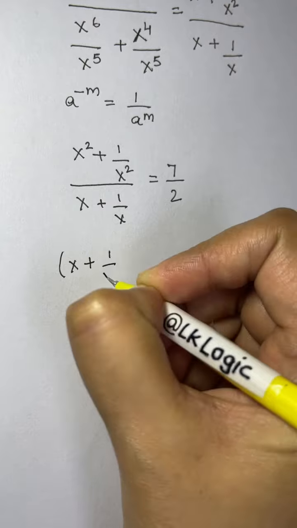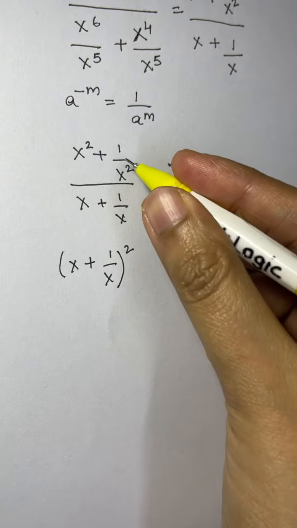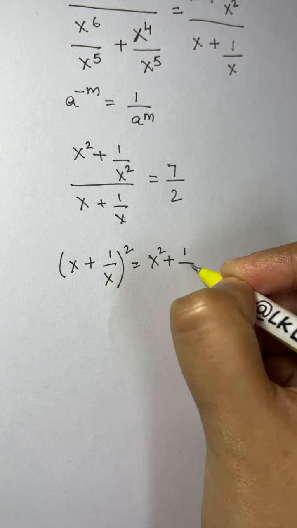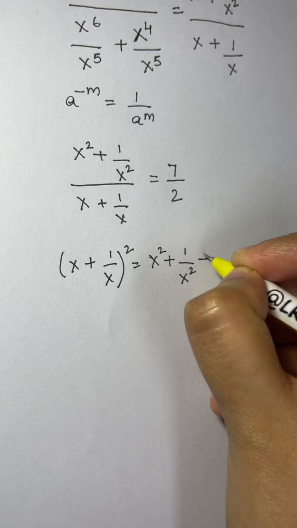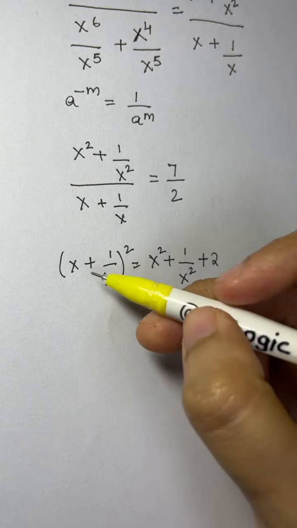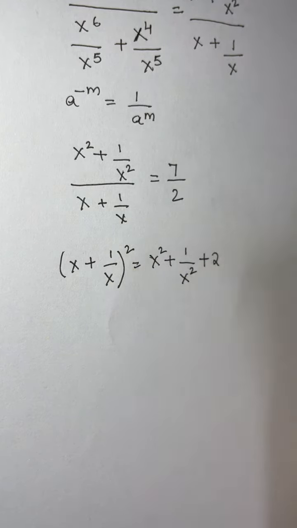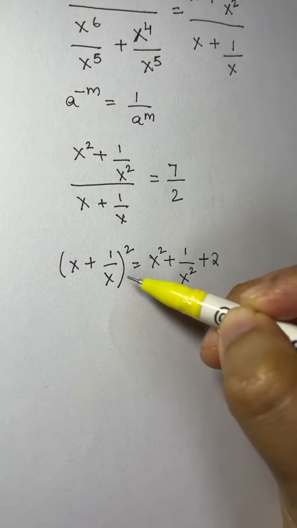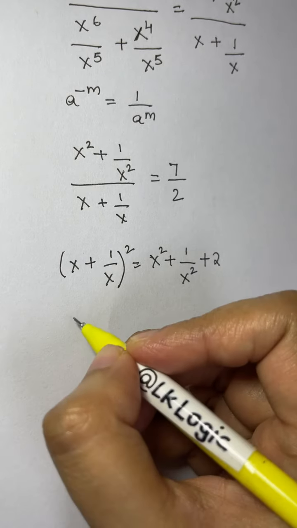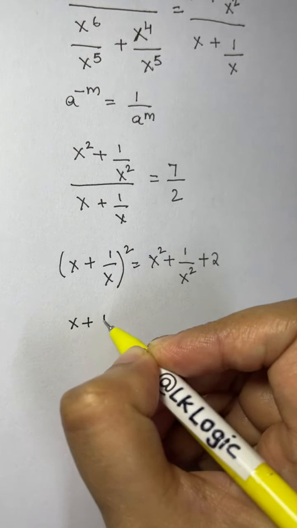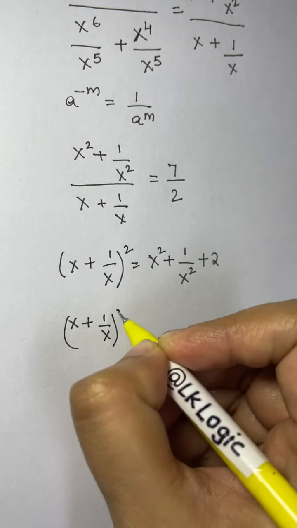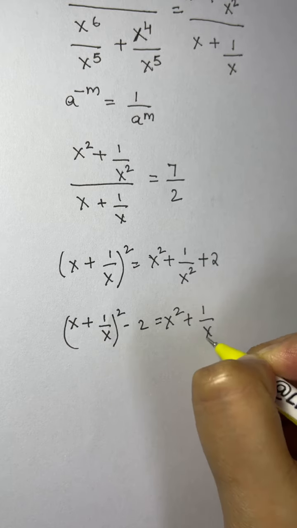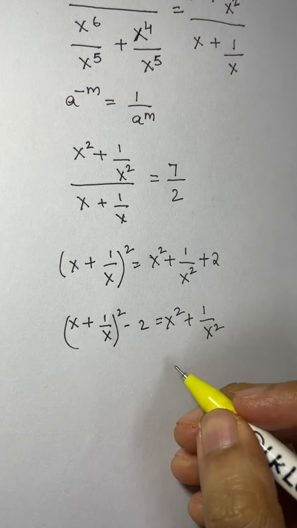Which identity do we use? x plus 1 by x the whole square. If we use this, we're going to get the term in the numerator: x squared plus 1 by x squared plus 2, because x into 1 by x cancels, so you're left with 2. If you want only this term, it will be minus 2 on the left hand side. So you have x plus 1 by x the whole square minus 2 equals x square plus 1 by x square.